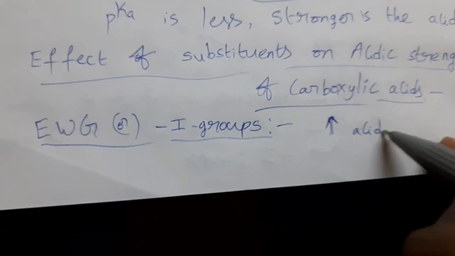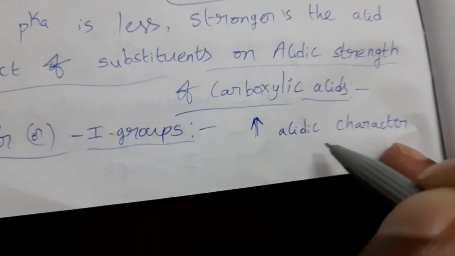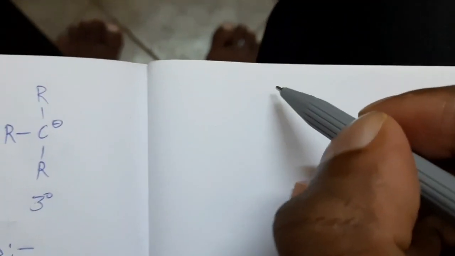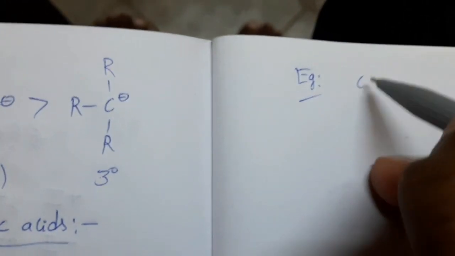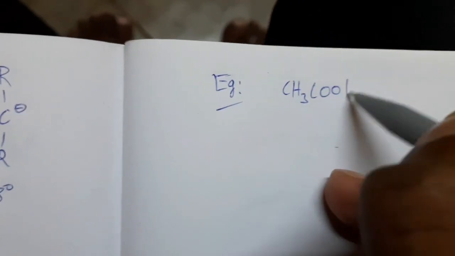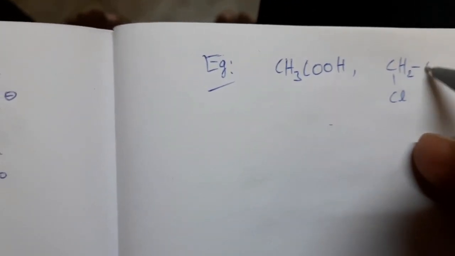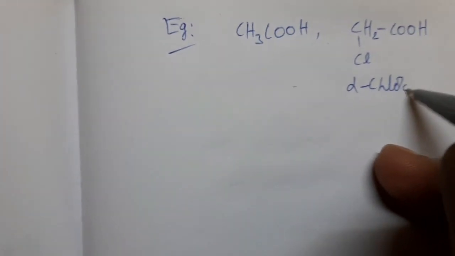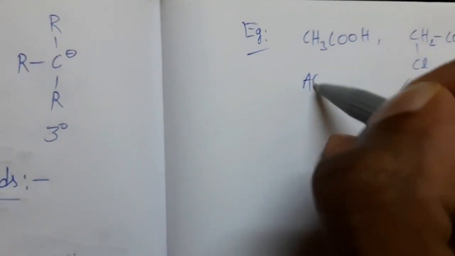Electron withdrawing groups increase the acidic character of acids. Example, Cl. For example, if we take acetic acid and alpha chloroacetic acid. So this is alpha chloroacetic acid and this one is acetic acid.